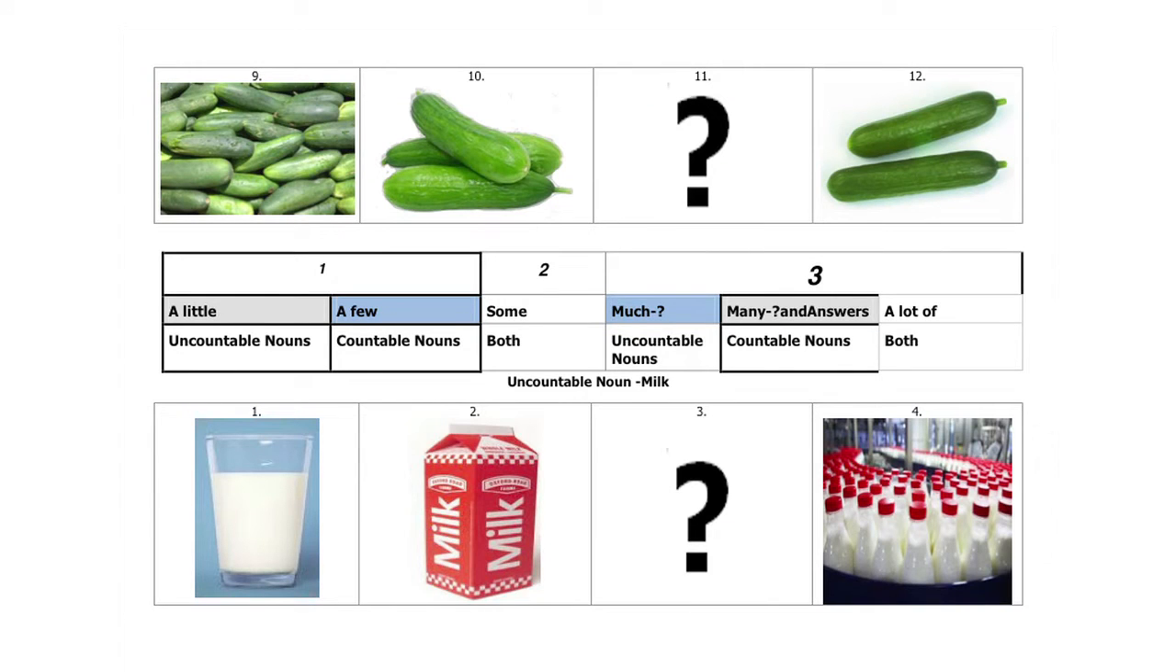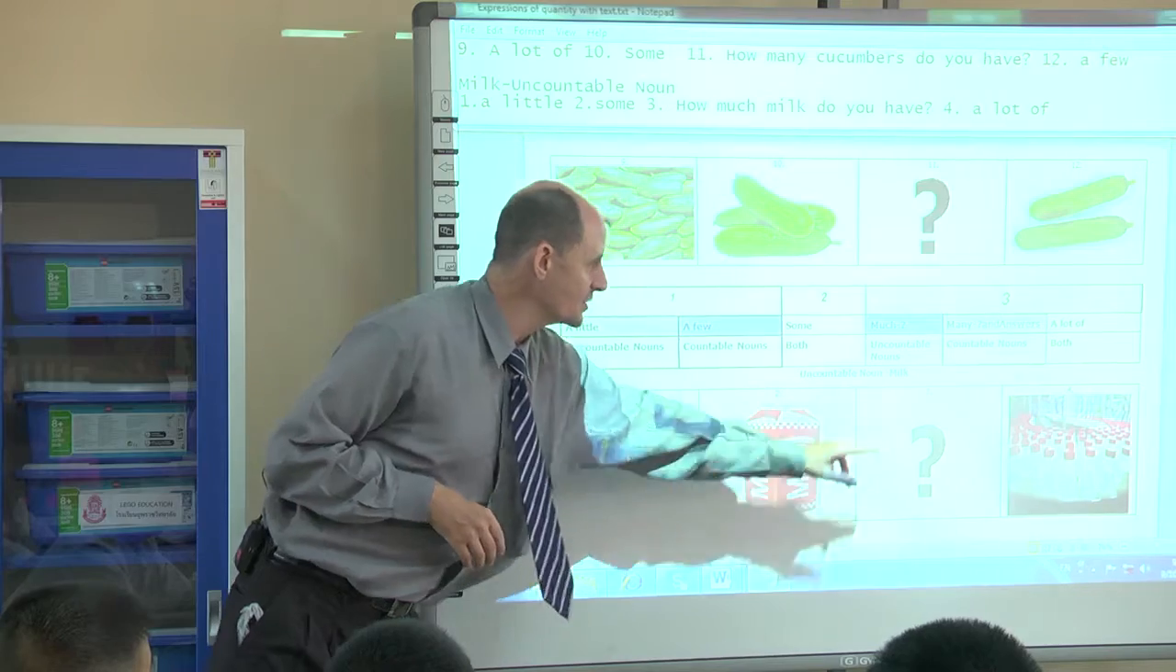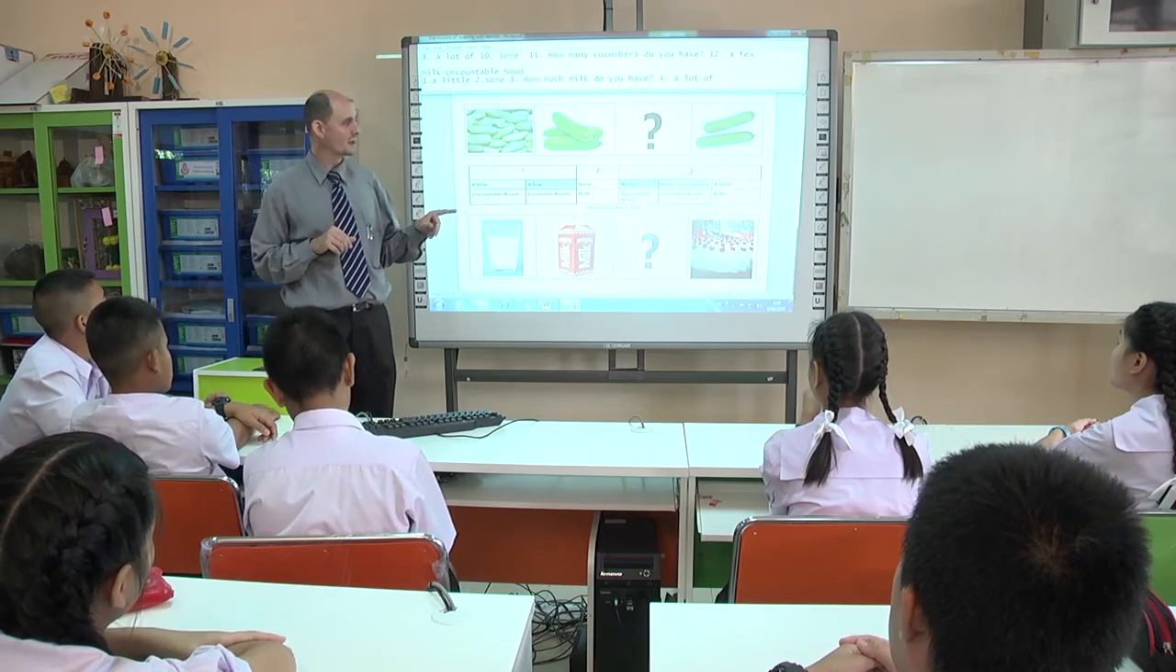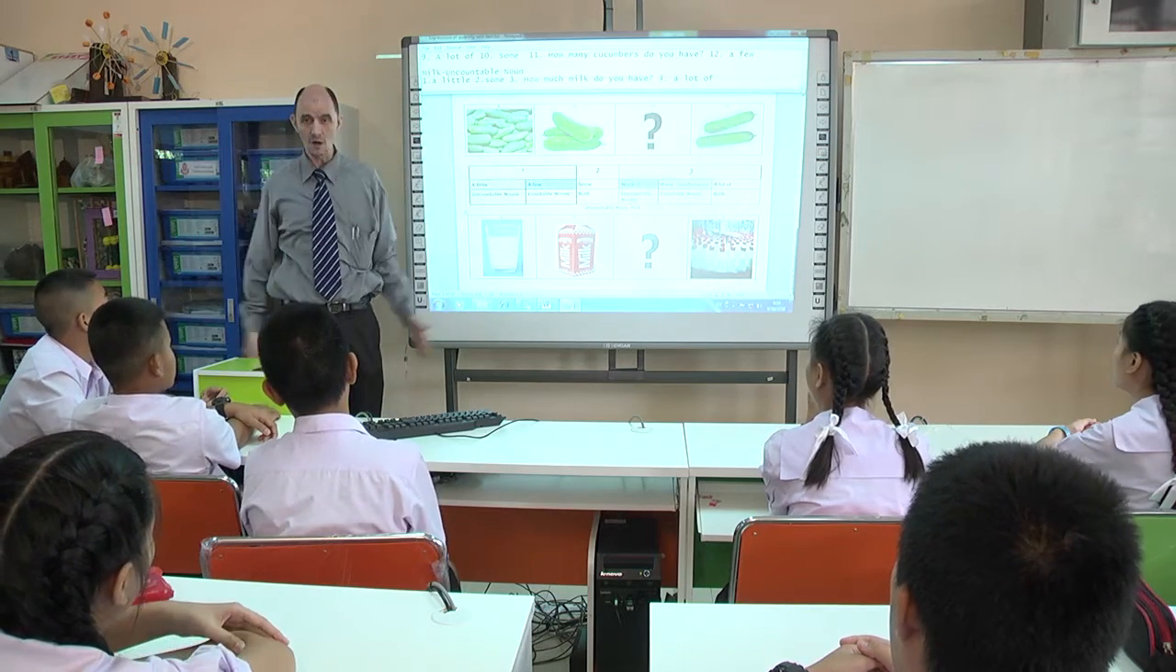Milk, or more than one. What is milk? A countable or uncountable noun? Uncountable. You cannot count milk. So, for this, do we say a little or few? We say a little. Good. With this, number 2, some. With the question, do we say much or many? Much. And number 4, a lot of.